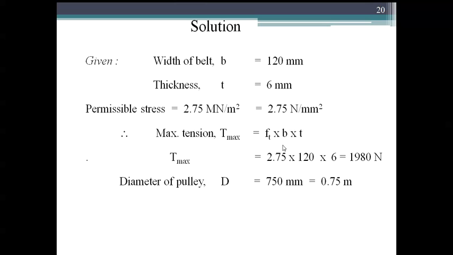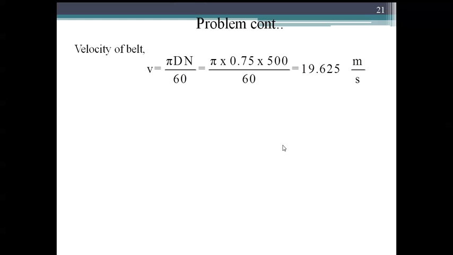Here diameter of pulley D is equal to 750 mm, so nothing but 0.75 meters. Speed of the pulley is 500 rpm. So from this we can find the velocity of the belt V equal to pi dn by 60. So that is pi into 0.75 into 500 by 60. We get the V as 19.625 meter per second.